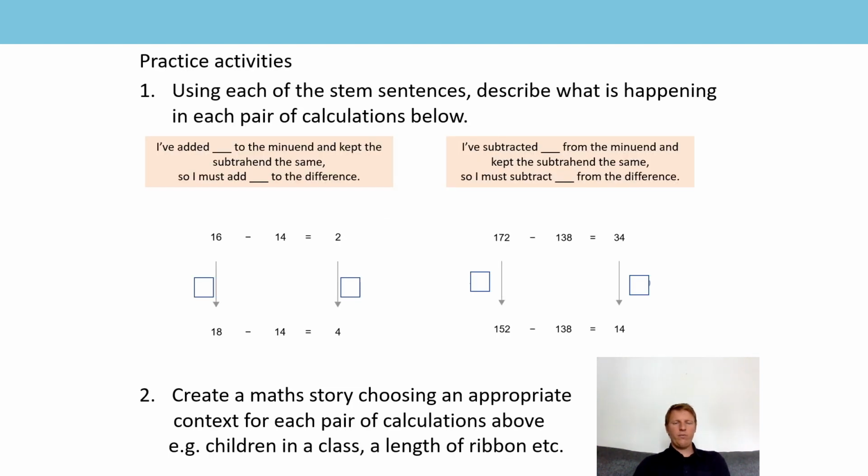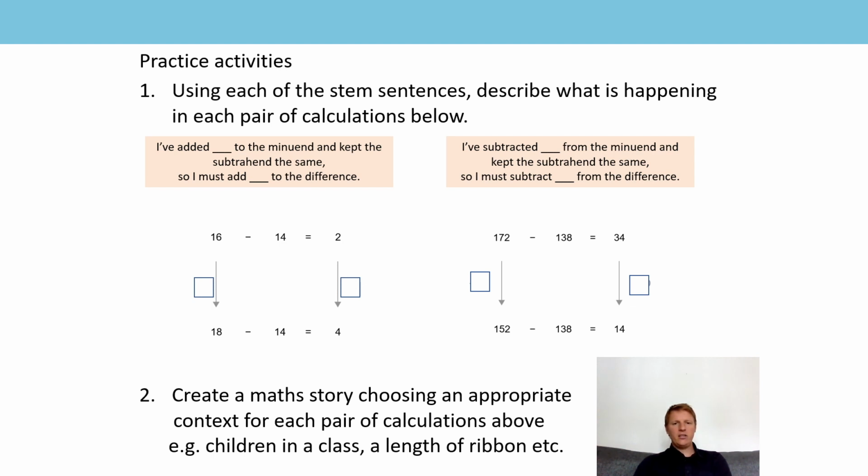So before your practice activities, I'd like you to look at these two sets of calculations. I want you to use the stem sentences to describe what's happening in each pair of calculations. I've given you all the minuends, all the subtrahends, and all the differences. You have to just work out what goes in those blue boxes to describe the change. Can you fill in those boxes, and can you complete the stem sentence for each pair of calculations?